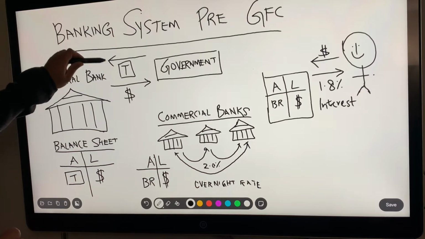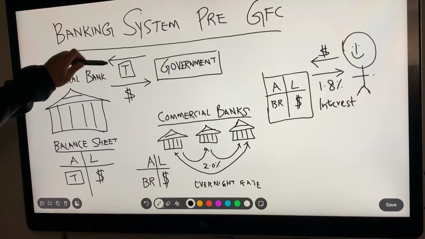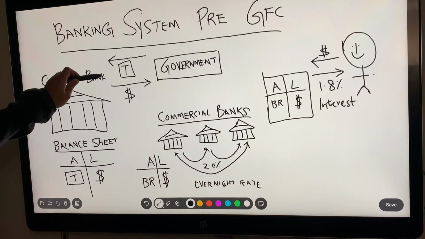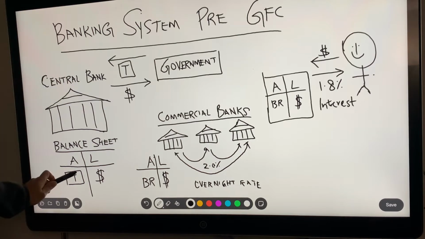So government issues bonds. Okay, these are treasury bonds: 5 years, 10 years, 30 years treasury bonds. Government issues these bonds. The central bank purchases these bonds from the government, and in return, they credit the government's account with newly created dollars.